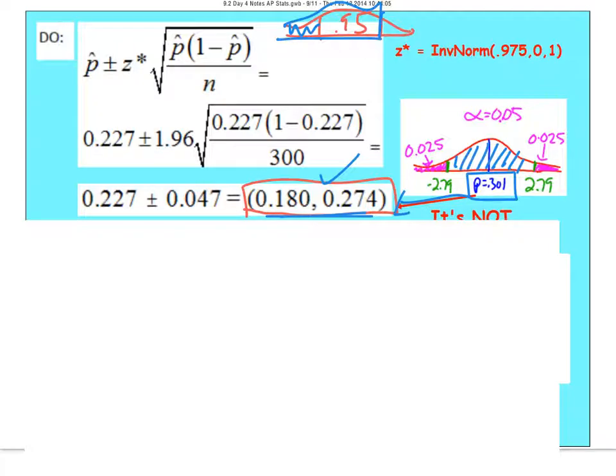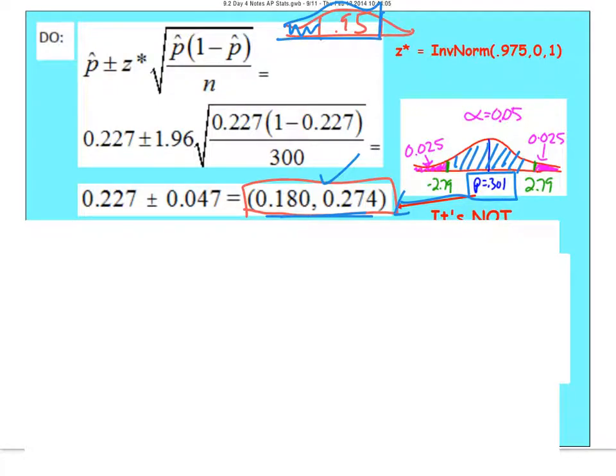So let's just go to the other extreme. What if this was within the confidence interval? If our hypothesized value was within the range, we would say we fail to reject H sub 0 and we can't conclude that it's different because it's actually within our data set. So that's how that would work.